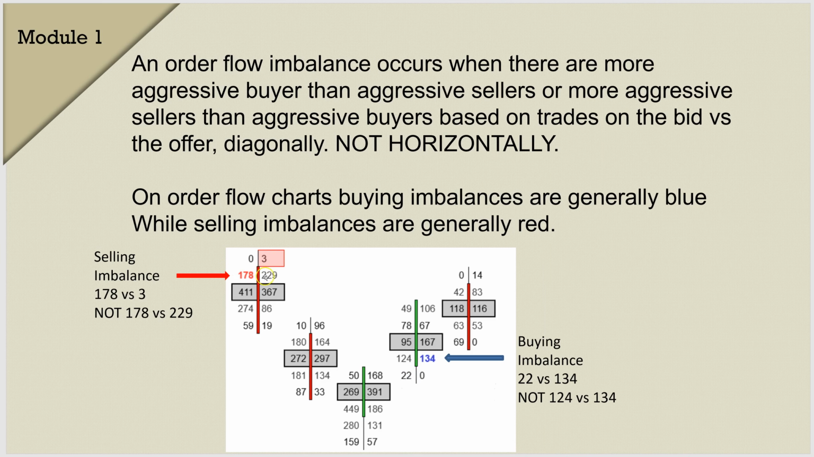Now up here is a selling imbalance. It's 3 against 178. It's not 178 against 229. It's 178 against 3. 3 lots traded on this offer up here versus 178 here. So you have a selling imbalance. You have more aggressive sellers than aggressive buyers. You only have 3 aggressive buyers. Here you got 178 aggressive sellers. And again, it's diagonally, not horizontally.